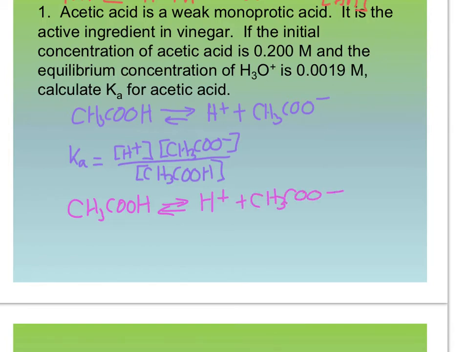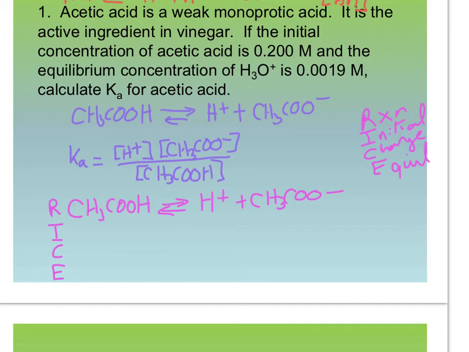And you do something called RICE or ICE. So you write ICE, or you can write RICE. R stands for the reaction. I is initial. C is change. And E is equilibrium. So what you do then is you fill out your chart.